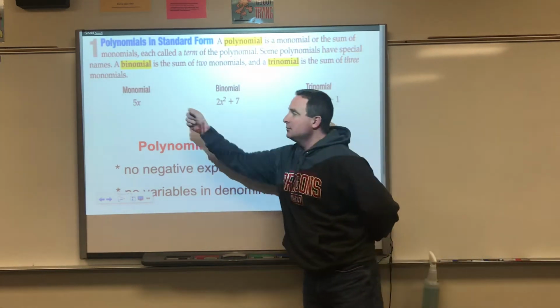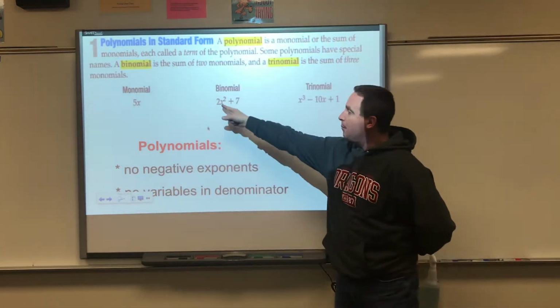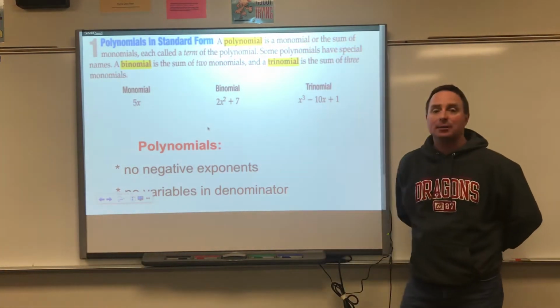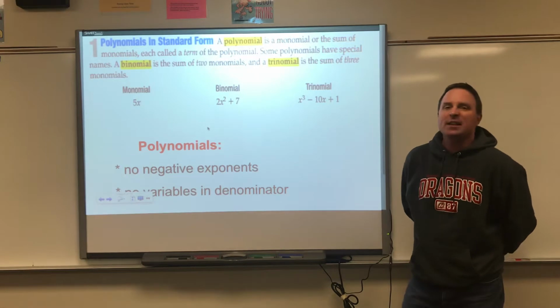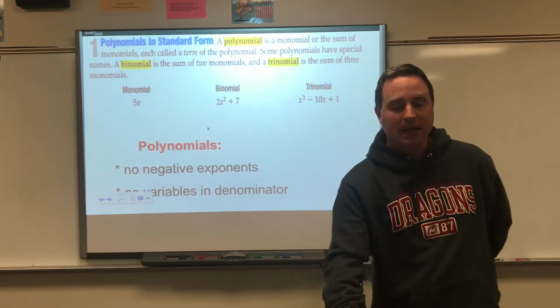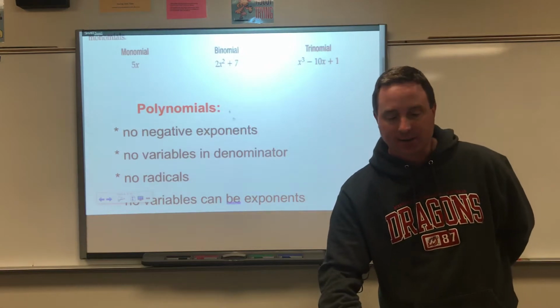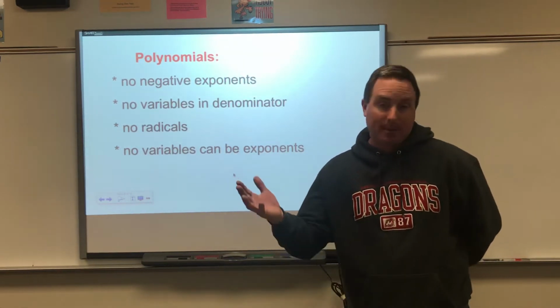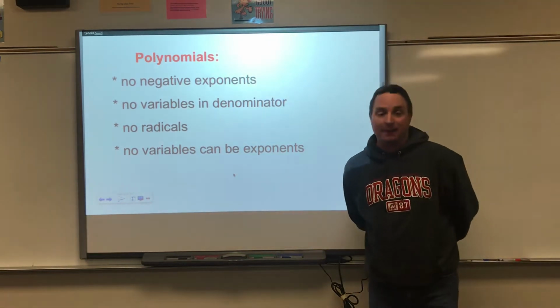A monomial just has one term. A binomial, bi meaning two terms, and a trinomial has 3 terms, and so on. And like I said, we'll talk more about that in just a few minutes. But first of all, down here at the bottom is kind of an important thing. These are the characteristics of polynomials. Okay? And basically it's describing what they cannot have or cannot be.